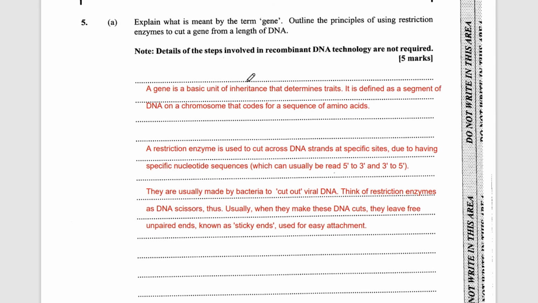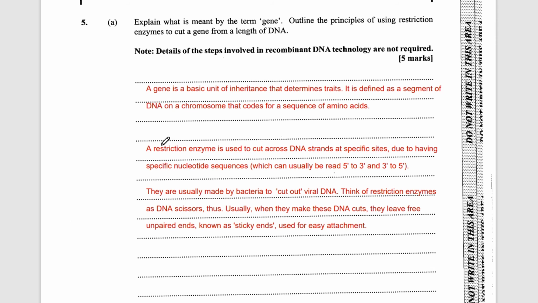So to define a gene, you could define it in two ways. You could say it's a basic unit of inheritance that determines traits or characteristics. You could also define it as a segment of DNA on a chromosome, and that segment of DNA would code for a specific sequence of amino acids or a protein.